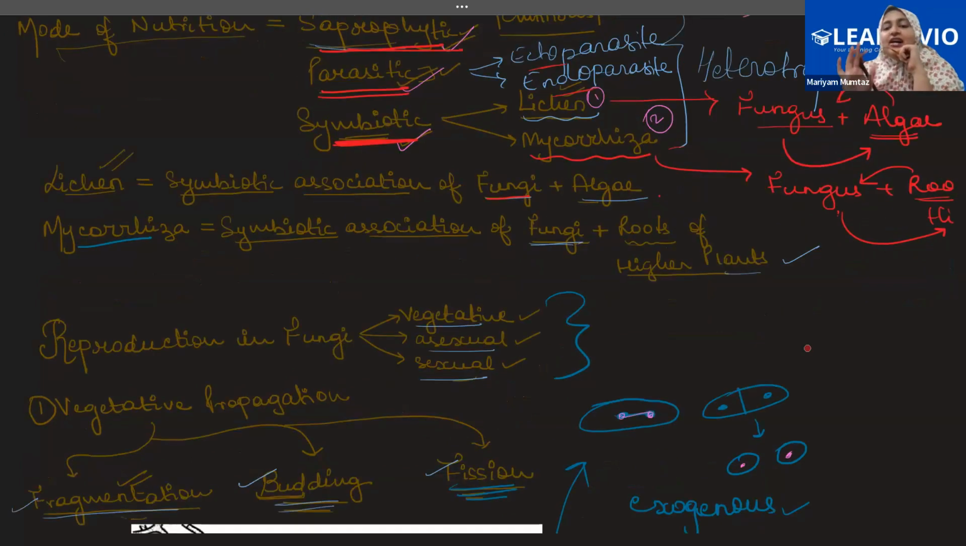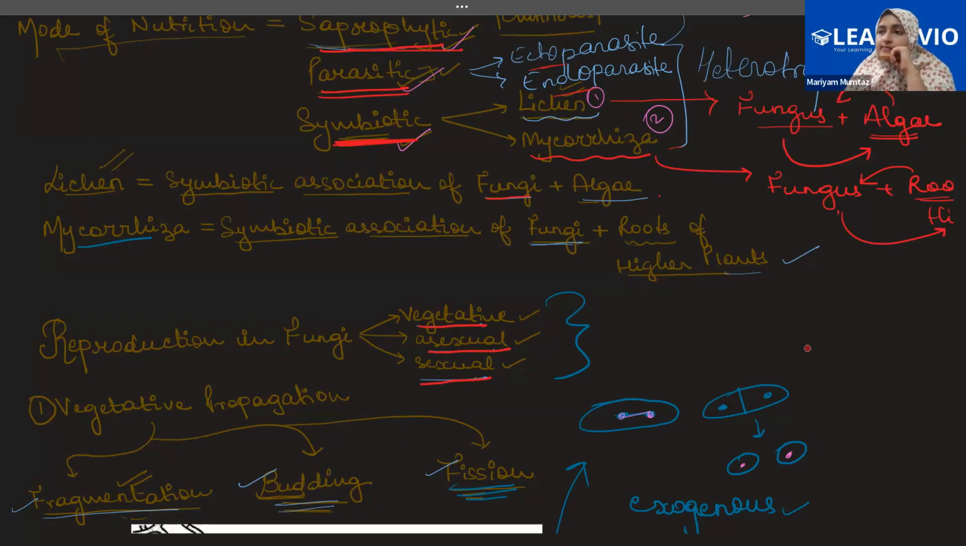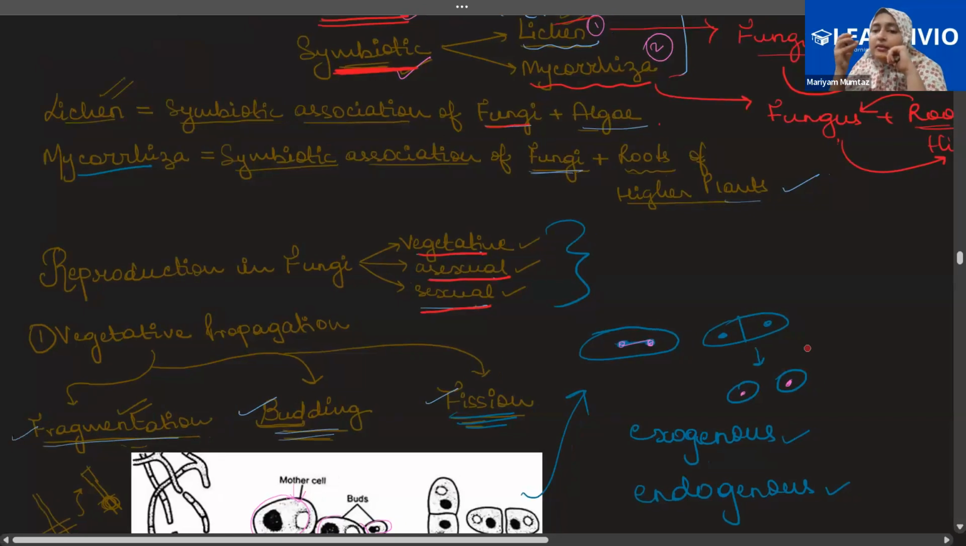Okay, now the reproduction in fungi. In the fungus, the reproduction can be vegetative, it can be asexual, and it can be sexual. Now, do you know the meaning of vegetative propagation? It is when a part of the plant body is used for reproduction.